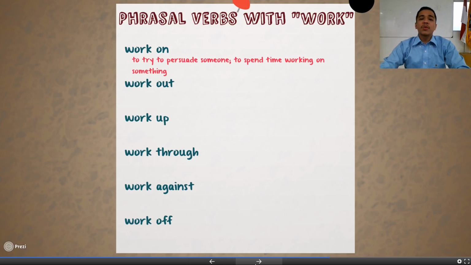Or work on could also mean to spend time working on something. Like, I know you guys have a lot of tasks to work on. Do you need help? Next is work out, which means to exercise.